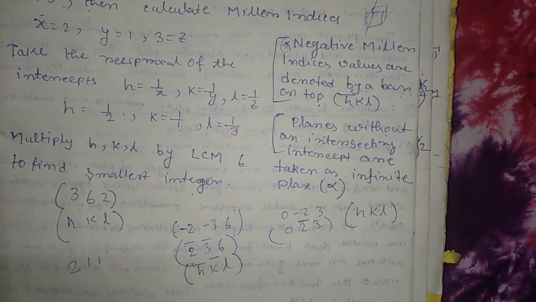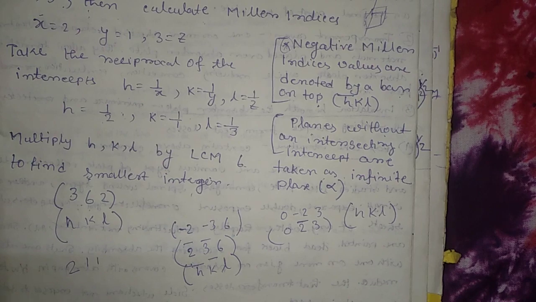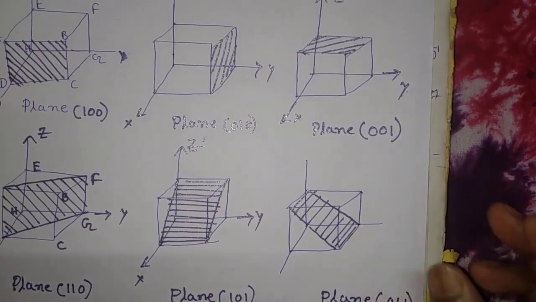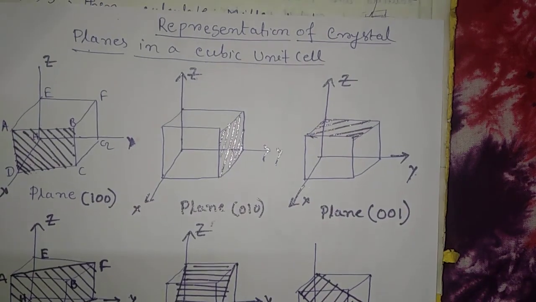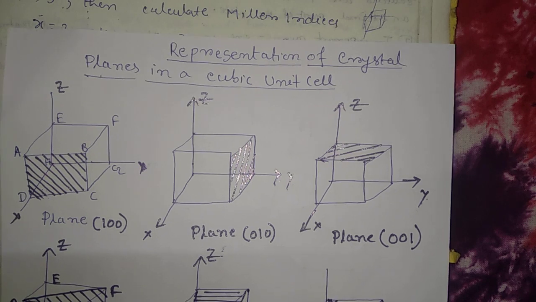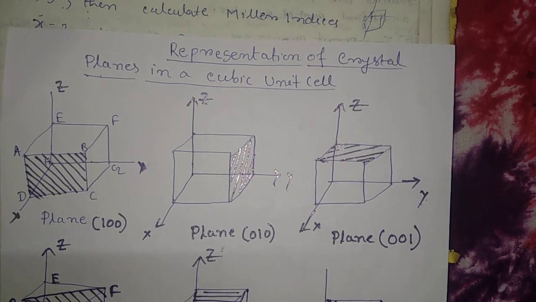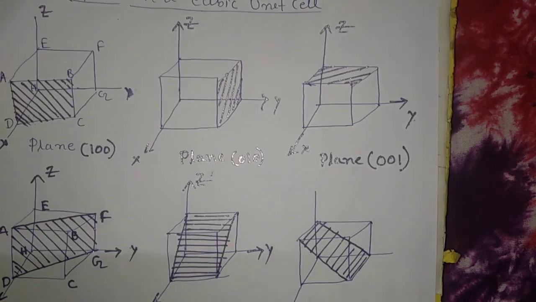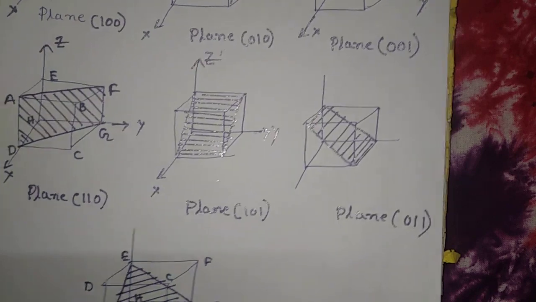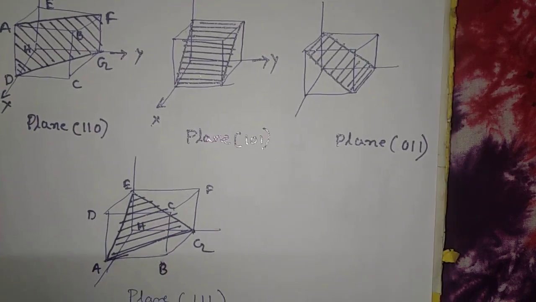Okay, now suppose these are the representation of a crystal plane in a cubic unit cell. These are representatives of crystal planes in a cubic unit cell, so these are the defined planes, you can see it.